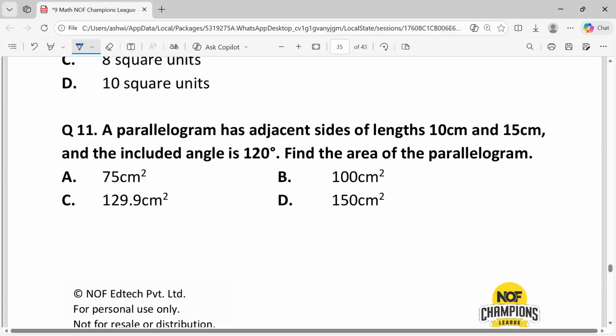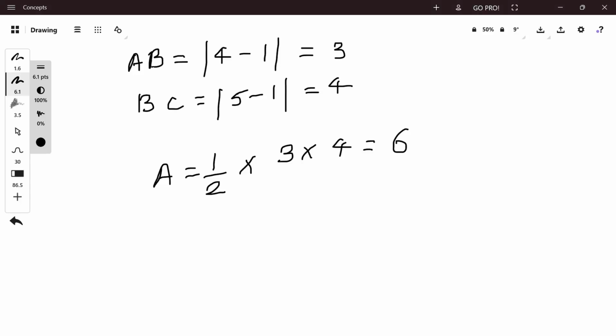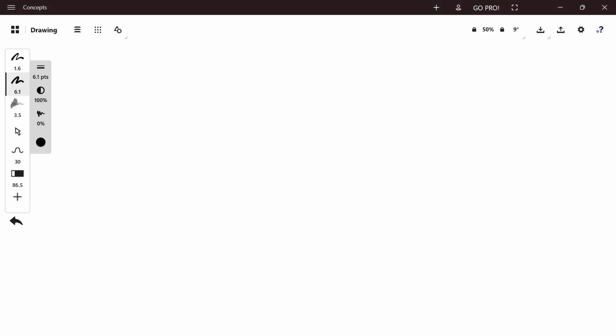Question 11. A parallelogram has adjacent sides of length 10 cm and 15 cm, and the included angle is 120 degrees. Find the area of the parallelogram. Area of a parallelogram with adjacent sides a and b and included angle theta is given by area is equal to a into b into sine theta. Here a is 10, b is 15 and theta is 120.